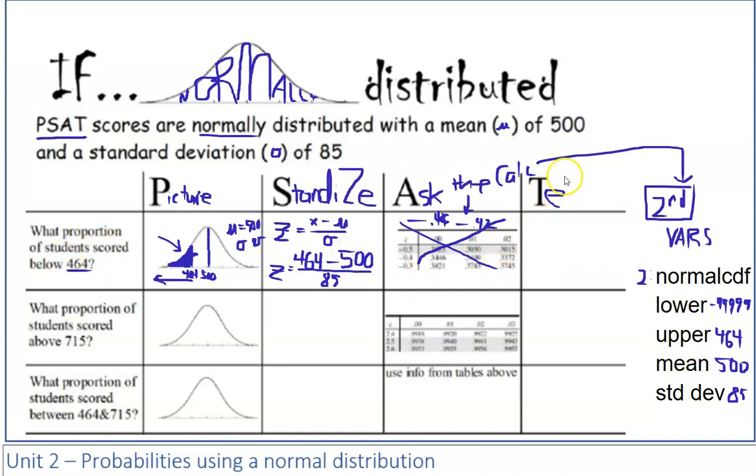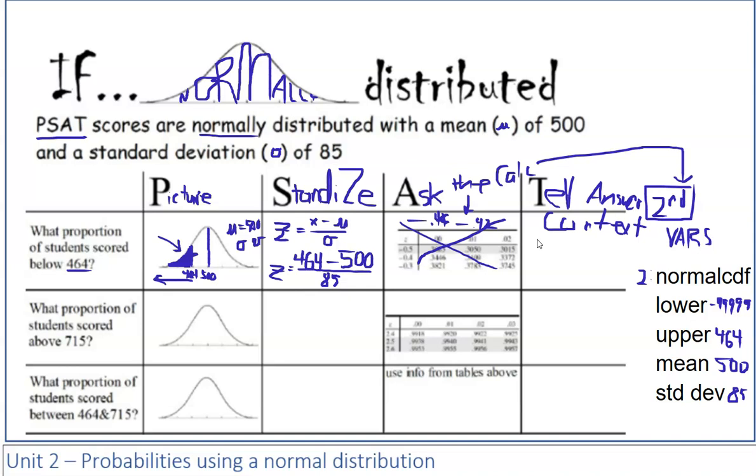The last step you're going to do, I know it's magic, is you're going to tell your answer, and specifically in context. So an example of an answer in context is, I don't have my calculator with me, so that's why I can't really show you this.